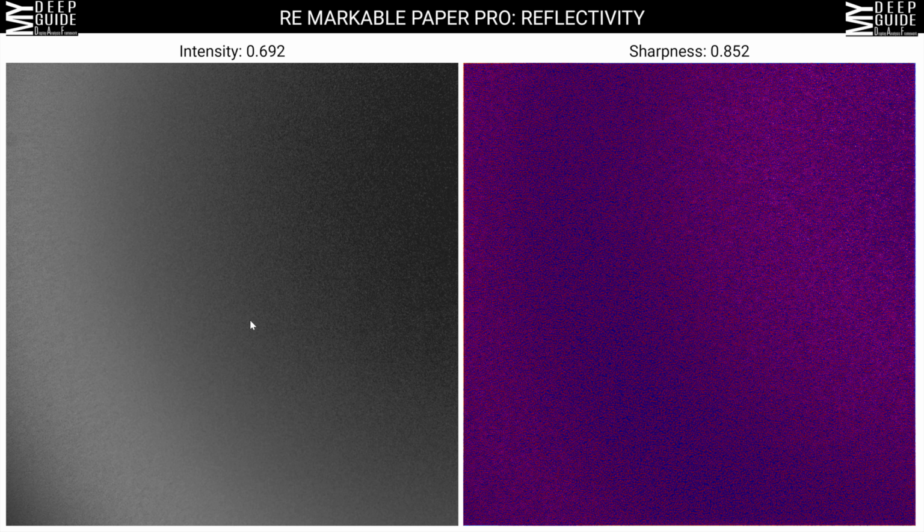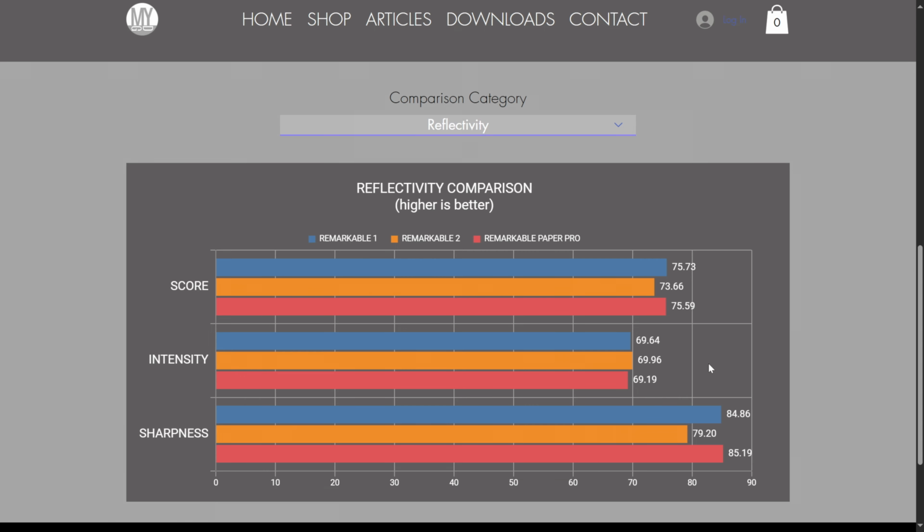And what's doubly impressive with the Remarkable Paper Pro's reflectivity performance is that this is actual glass that has that kind of surface and pattern. So it's very, very interesting to see this. And let's see the final results. Well, they're very, very close, but Remarkable 1 actually edges out in the final one just a little bit.